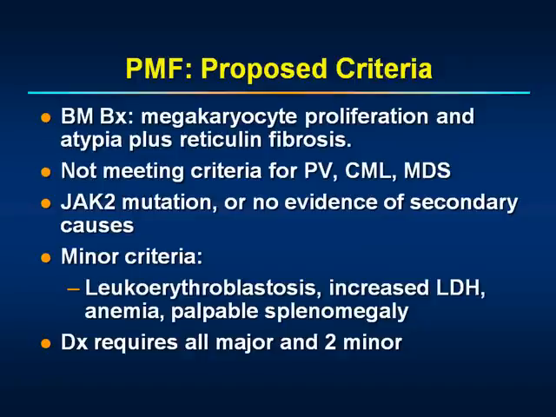Primary myelofibrosis proposed criteria are megakaryocyte proliferation and atypia plus reticulin fibrosis, not meeting other criteria. JAK2 may be mutated or not. And you see the minor criteria of leukoerythroblastosis, increased LDH, anemia, splenomegaly. Now, this is an unusual diagnosis. Usually, myelofibrosis comes from end stage of the other diseases such as P Vera and ET, rather than primary, and of course it can be difficult to determine.